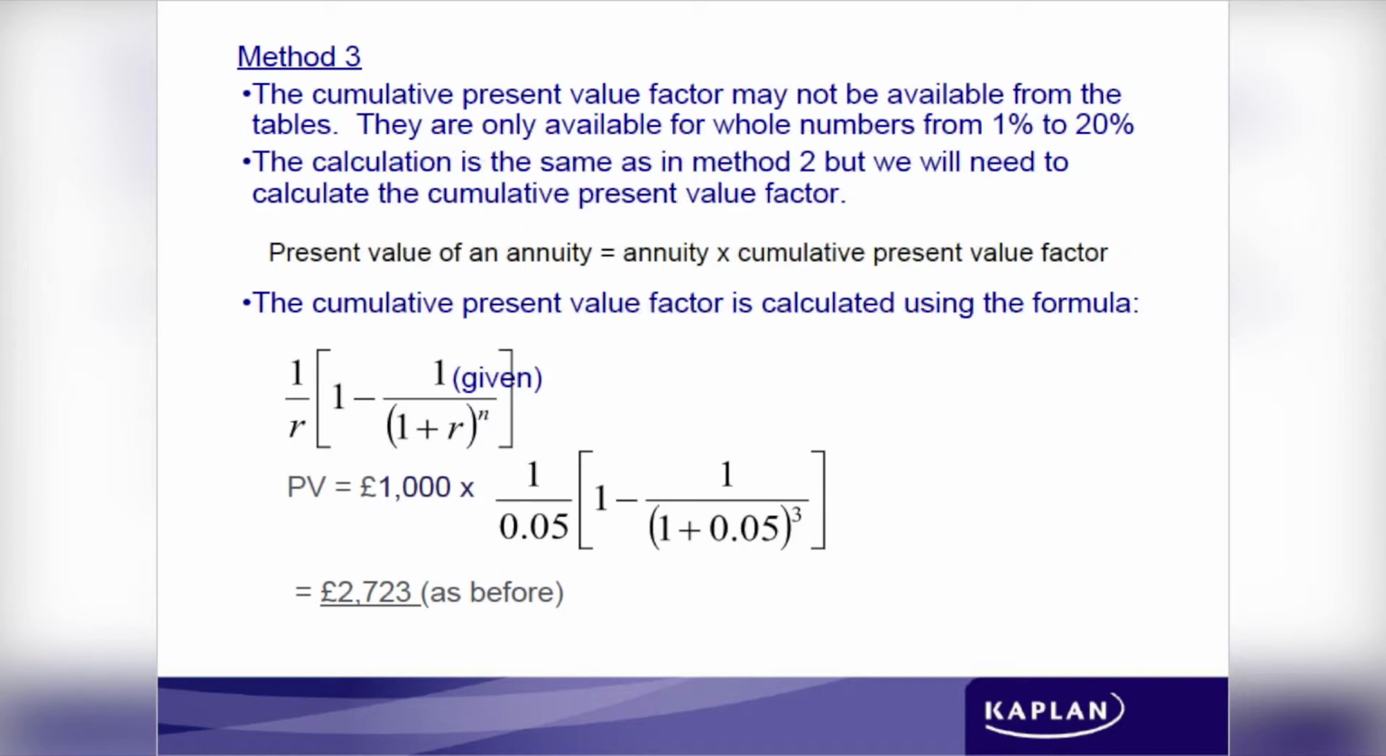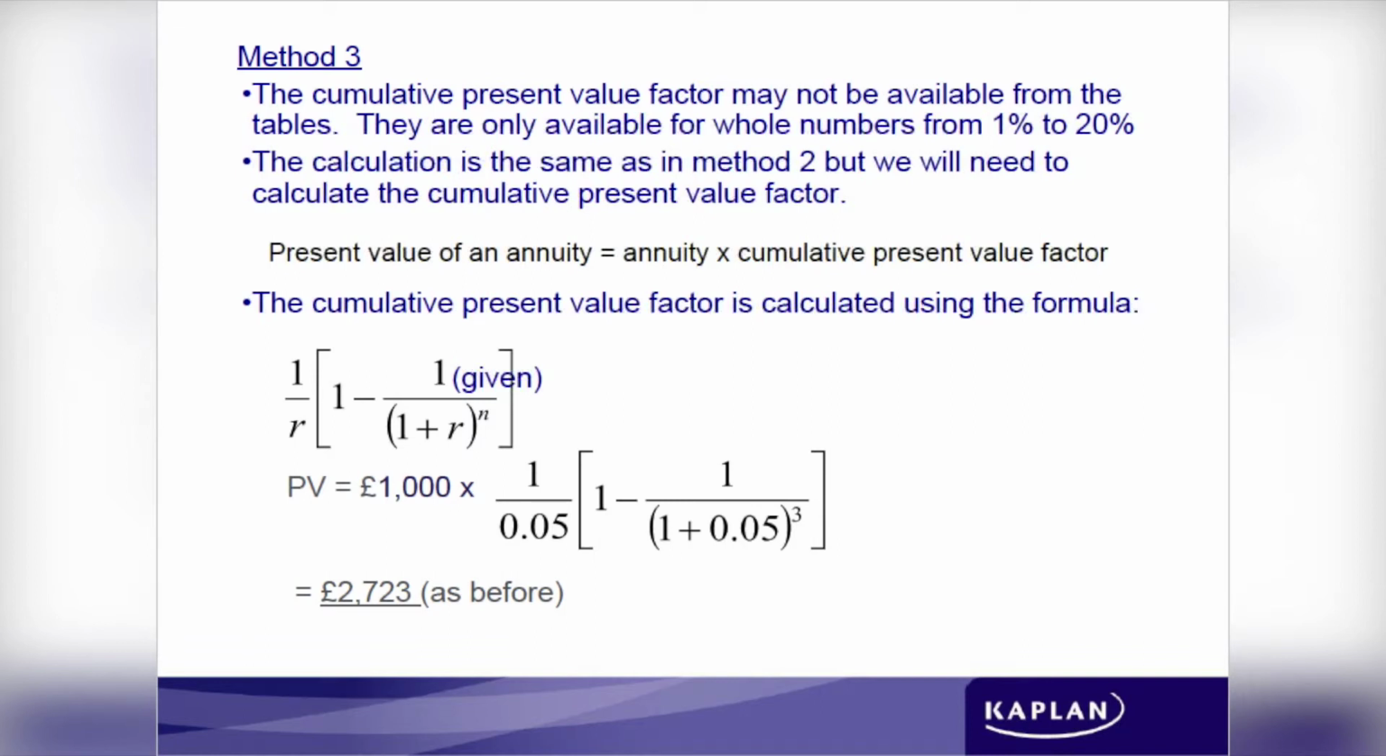It's calculated by saying 1 over r, where r is a decimal, multiplied by 1 minus 1 over (1 plus r) to the power of n. That's the formula. So using it for our last example, we will take 1,000 pounds, that is our annuity, multiplied by, then we now start calculating the annuity factor.